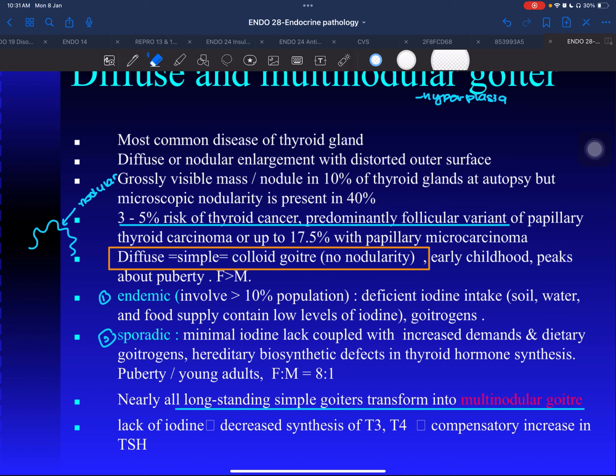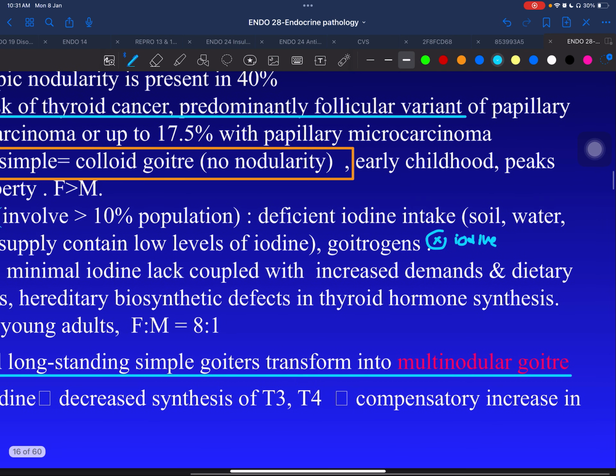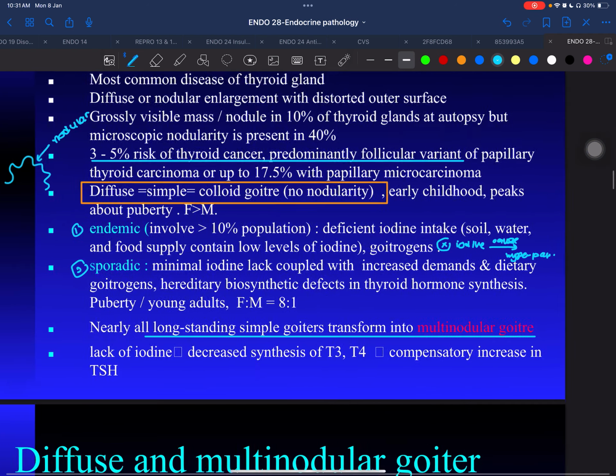But where? Where is there not enough iodine? Those who live in the mountains, right? In Mongolia or somewhere, they don't eat seafood. They are far from the sea, and they don't have enough seafood, and don't have enough iodine. And then there will be hyperplasia, trying to produce more T3 and T4. Endemic, more than 10% population, that's deficient in iodine intake. Okay, iodine you can get from the soil, the water, the food supply.